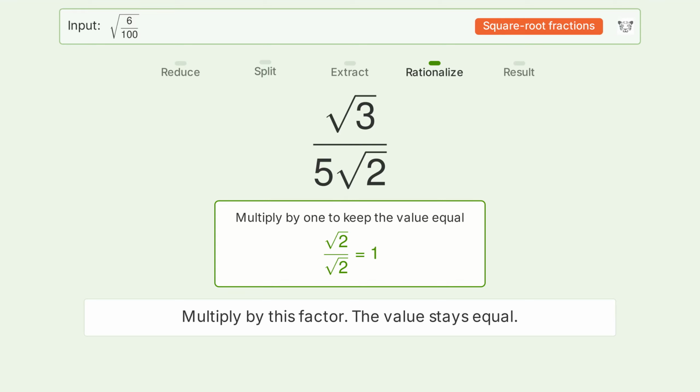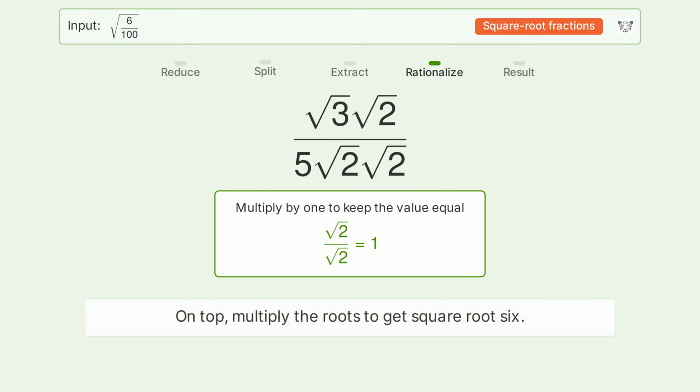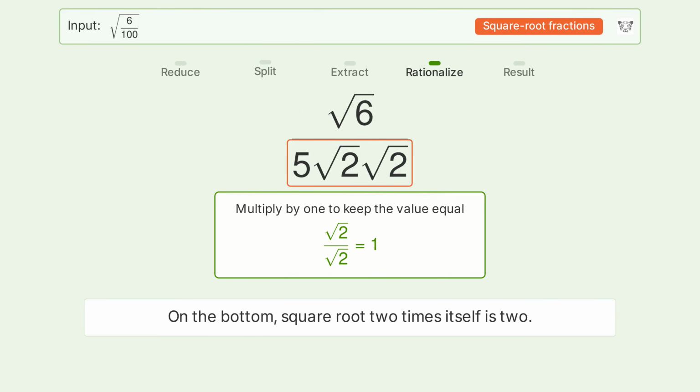Multiply by this factor. The value stays equal. Multiply across the numerator, then across the denominator. On top, multiply the roots to get square root 6. On the bottom, square root 2 times itself is 2.